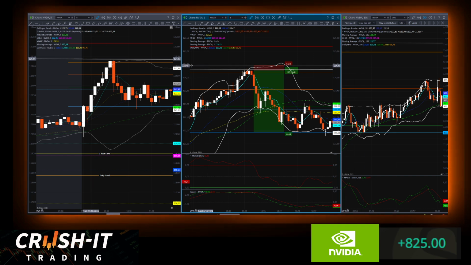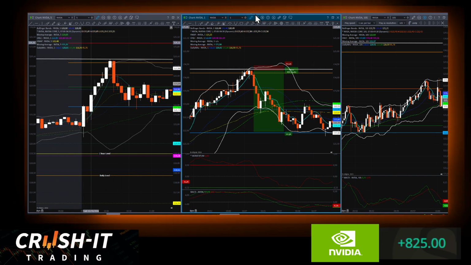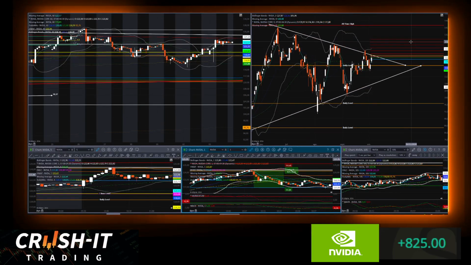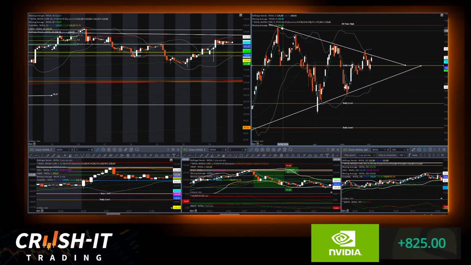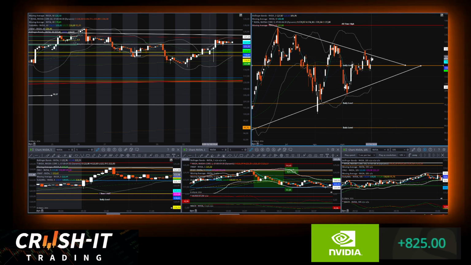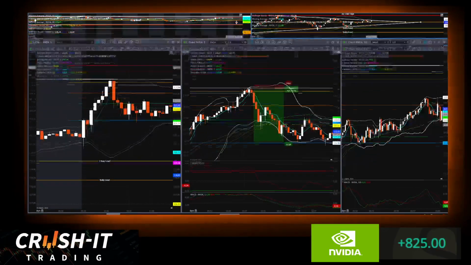And in this situation, I have a descending trend line. Let me pull this down here real quick so you can take a peek at this on NVIDIA. Here is my daily right here, and you can see that we have a descending trend line right here. And you can see this is today's candle. We have a nice touch on that descending trend line. So let's go back to our lower time frames right here.